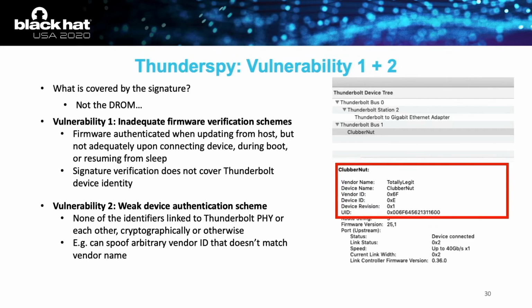Now, the second vulnerability is also quite interesting because, for example, the vendor ID you would expect to be tied to a certain vendor name, and the same applies to the device ID and the device name. Well, apparently that's not the case because you can make up completely arbitrary values for both entries.